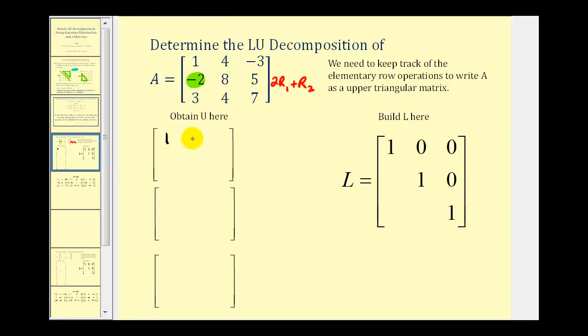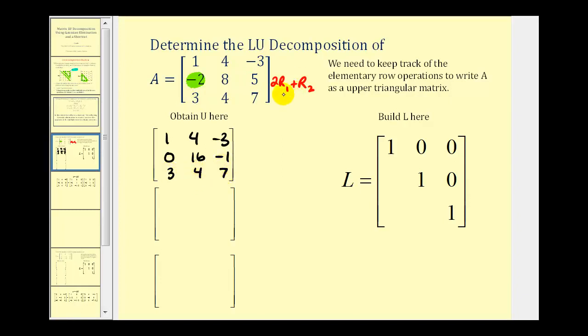First row stays the same. Second row would be 2 times 1 plus -2, that's 0. 2 times 4 plus 8, that's 16. And 2 times -3 plus 5 is -1. Third row stays the same.